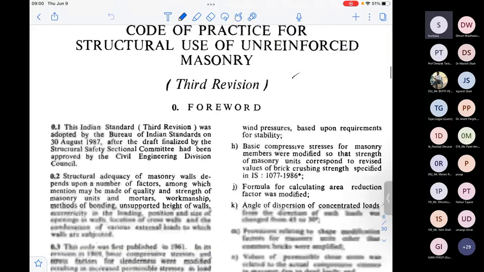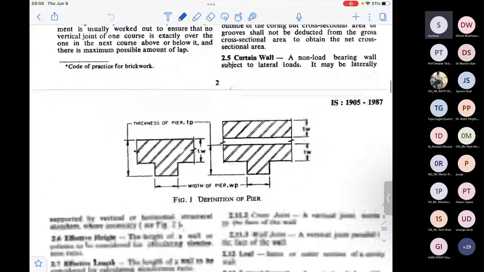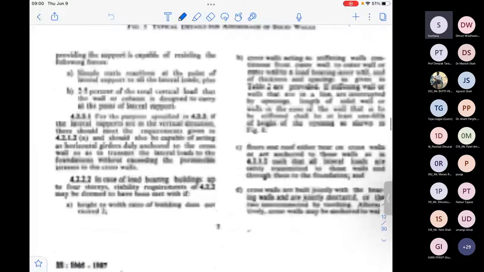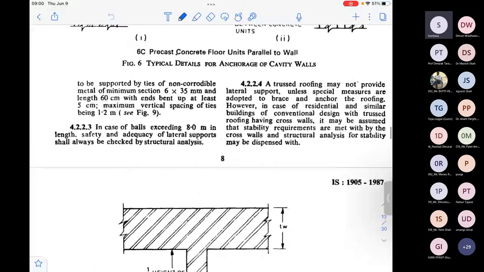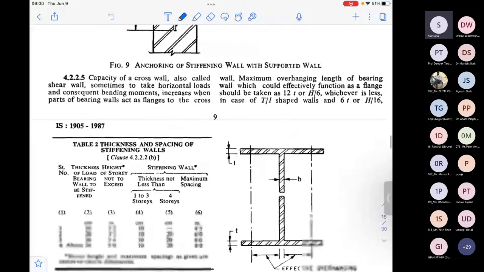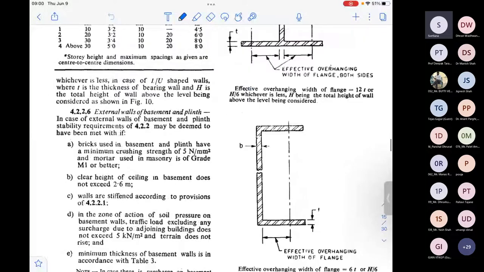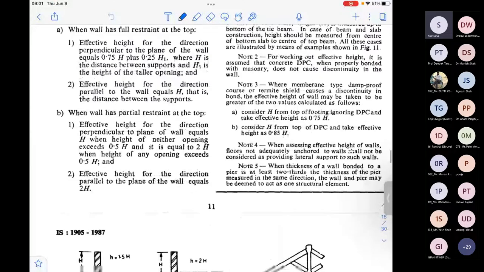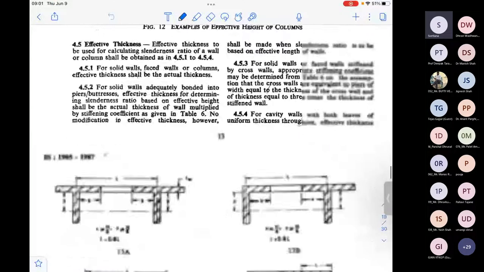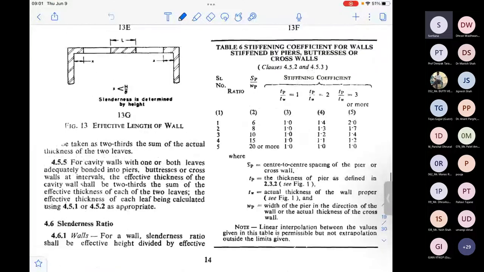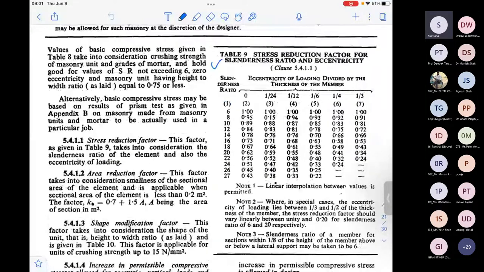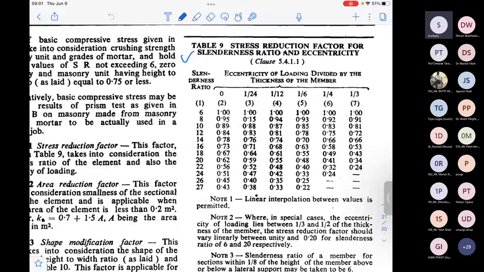In table 9, which I will show, there is this equation for Ks. There is very little reference in this confined masonry code to IS 1905, but this is one of the items where you need to access this code. So table 9. You can see from this table 9, it says stress reduction factor for slenderness ratio and eccentricity.